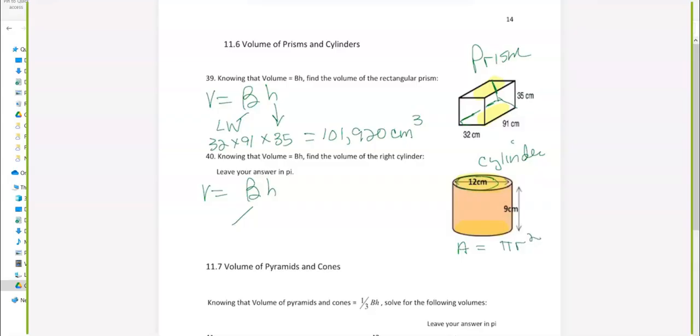They gave us a diameter. If the diameter is 12, the radius equals 6. So therefore, the volume of the cylinder is going to be pi r squared, which is 6 times 6, which is 36. You report it 36 and put the pi at the end, times the height of 9 centimeters. They want you to keep your answer in pi. So say 9 times 36. That gives you 324 pi. And once again, your units are cubic and they're centimeters, so it's centimeters cubed.